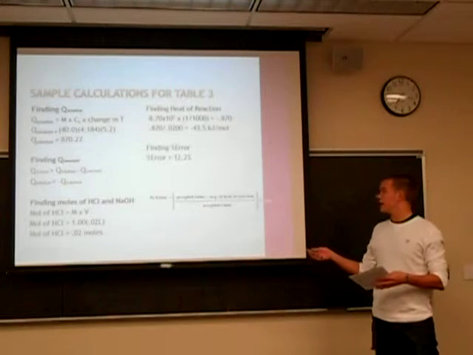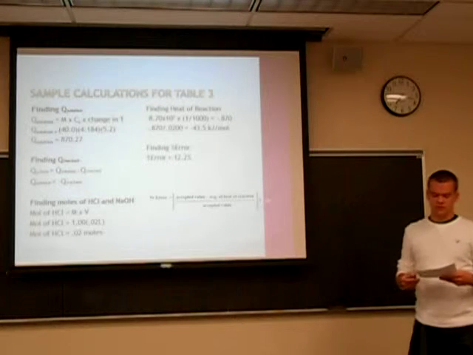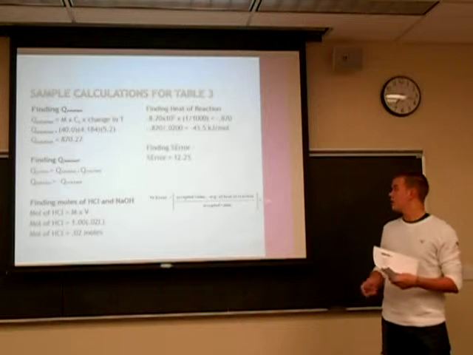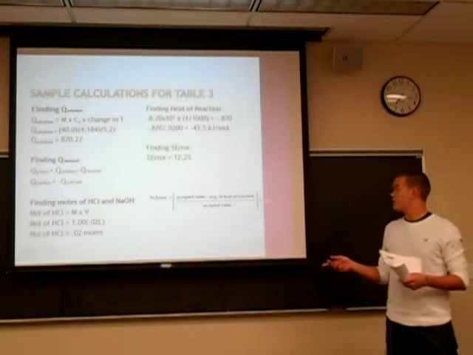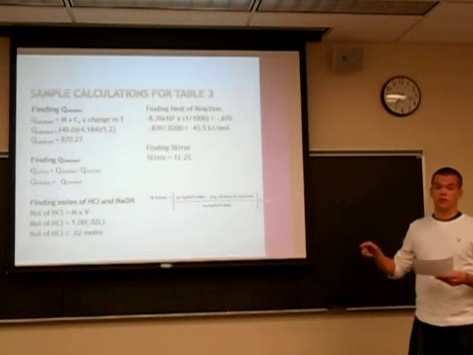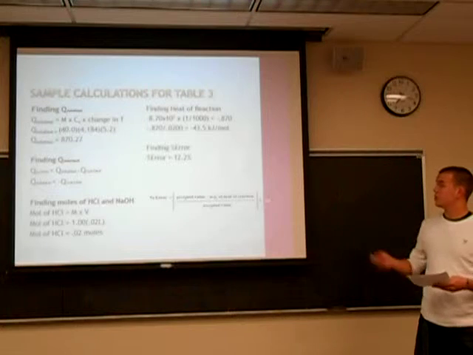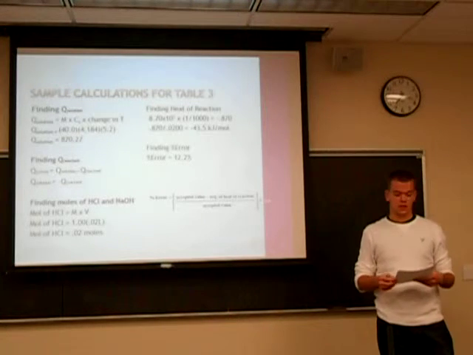Then for finding percent error, you take the accepted value, which is negative 55.9 kilojoules per mole, and subtract it from the average, which we just got, all over the accepted value again, and multiply that by 100, and mine came out to be 12.2%.